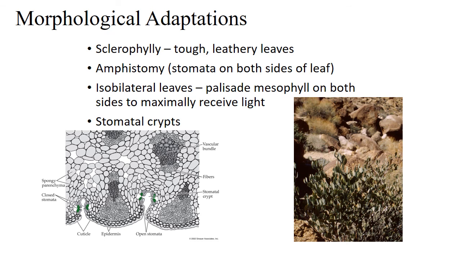Another morphological adaptation that leaves might have to dry conditions is stomatal crypts. And what that means is essentially where the stomata of the leaf are kind of sunken down, and there's kind of a little crypt or a little cave in the leaf before the stomata. What that does is it kind of traps moist air in this crypt, and it lowers the kind of vapor potential between the intercellular space and the atmosphere, reducing the rate of transpiration.